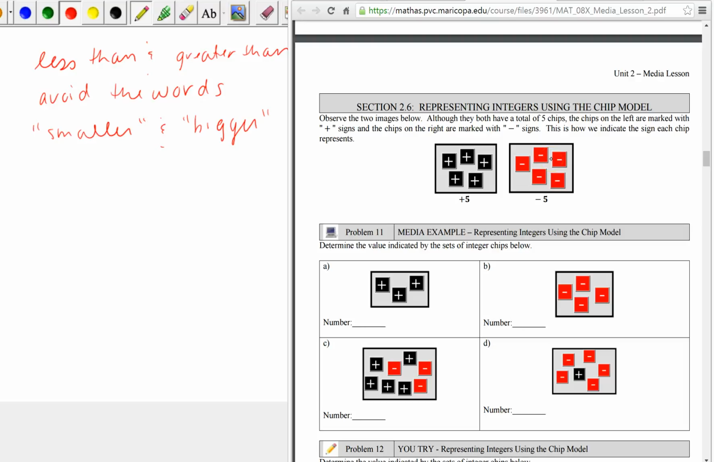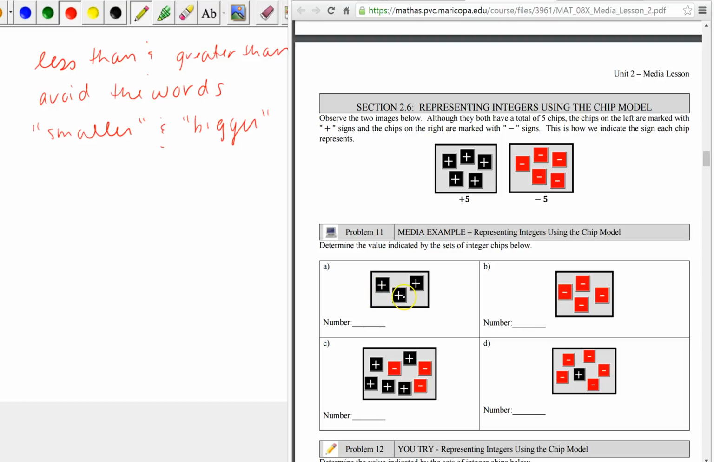So if you use these in your classroom, they're typically sold as yellow. There's one side of the chip that is yellow, one side that is red. The yellow refers to the positive, the red refers to the negative. So we don't use that here because it's printed in black and white, so that wouldn't show if they had this printed. So we use these plus and minus symbols.